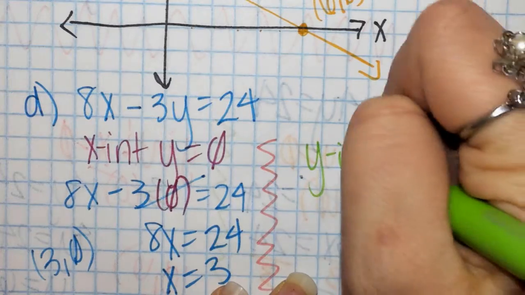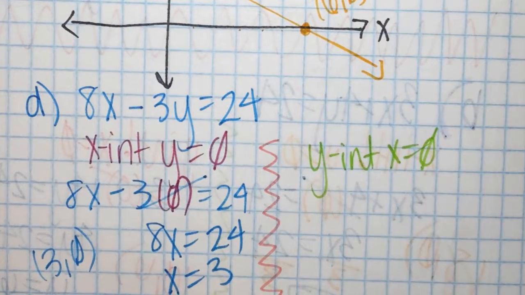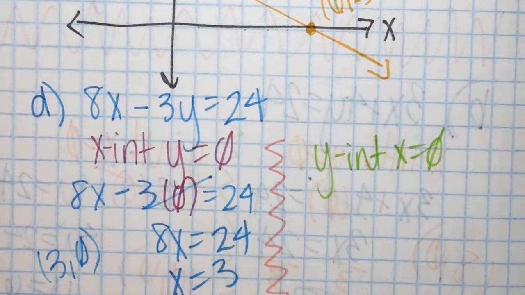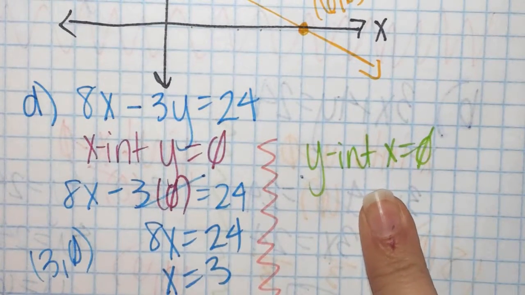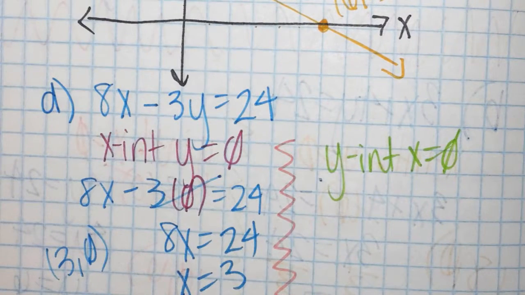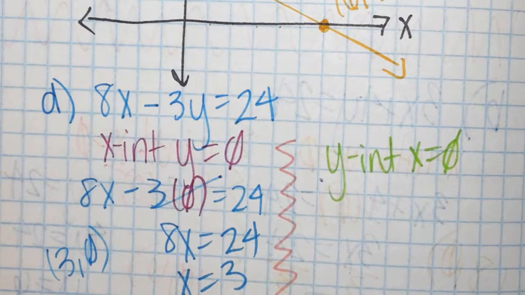This is insane. Alright, so for our y-intercept, x equals 0. Now, tonight for homework, what I want you to do is find your y-intercept. I also want you to not do whatever it is that you're doing, son.